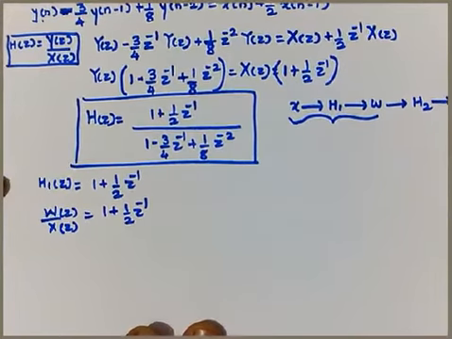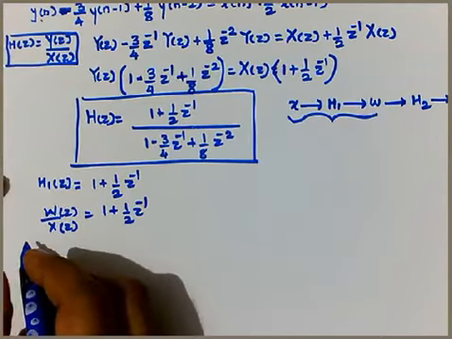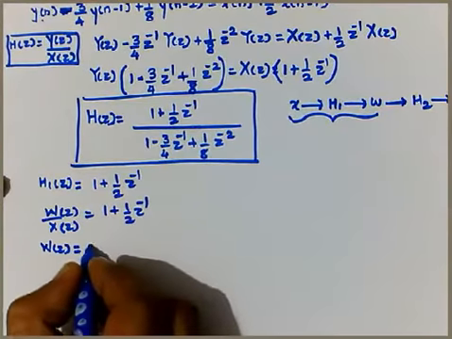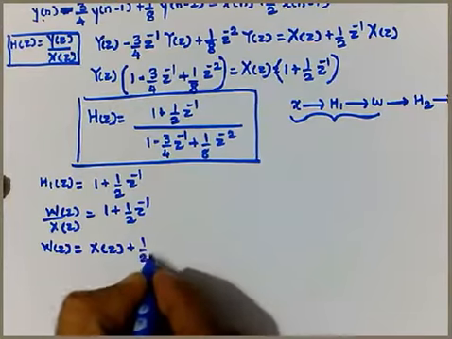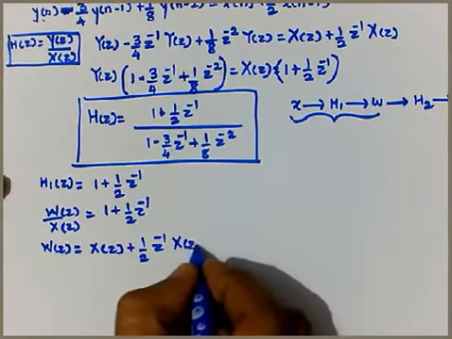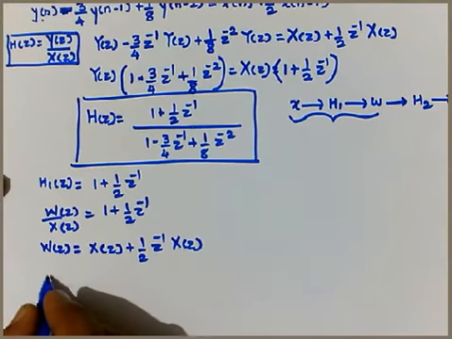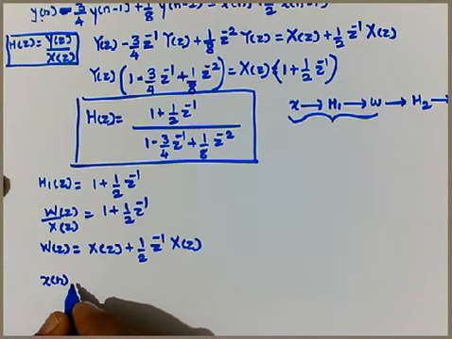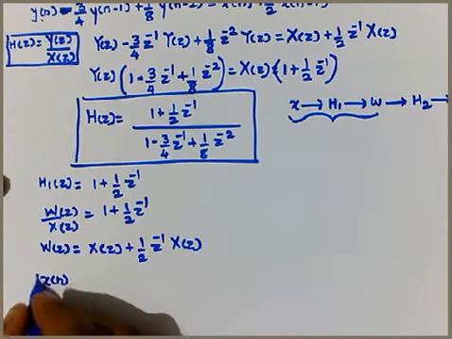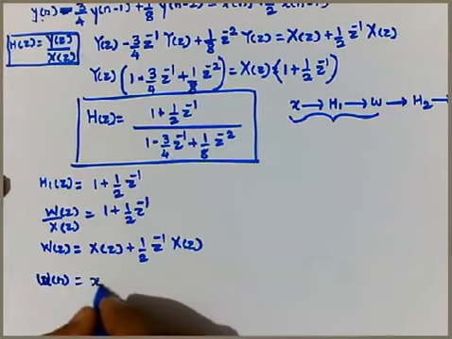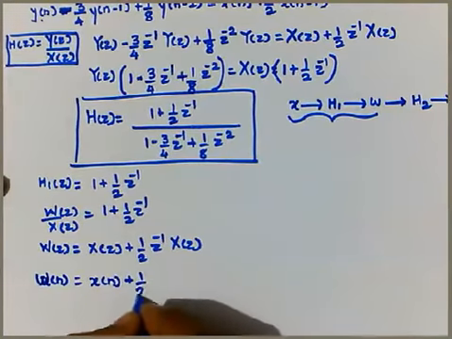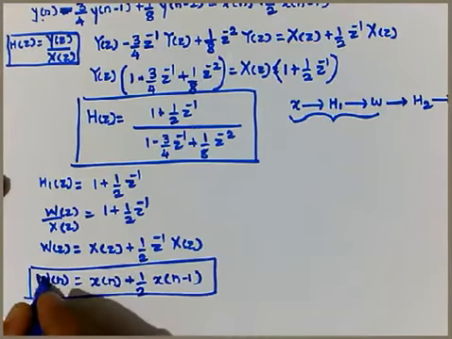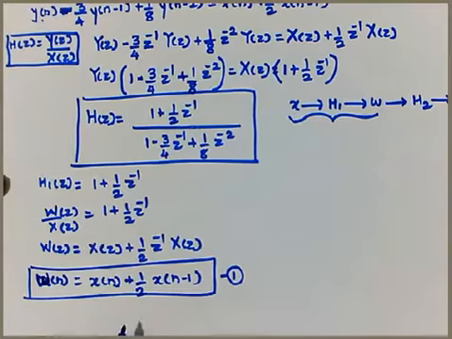It can be further solved by simply cross multiplying. So W of z is equal to X of z plus 1 by 2 z inverse X of z. Taking its inverse z transform, it will be W of n is equal to x of n plus 1 by 2 x of n minus 1. So this is W of n. Let me call this equation 1.